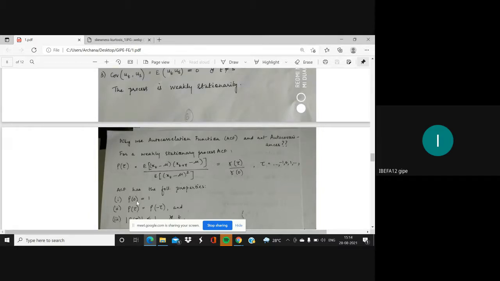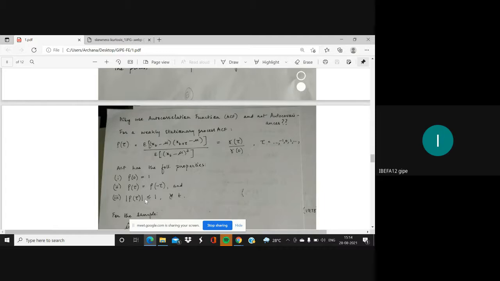Now, the ACF has the following properties. I'm sure all of you are aware of this already, but we'll quickly go through this. So rho 0, at lag 0, will be equal to 1. This is because if you take 0 here, it's simply the variance by variance, so it becomes 1. So the autocorrelation function at lag 0 has a value of 1.